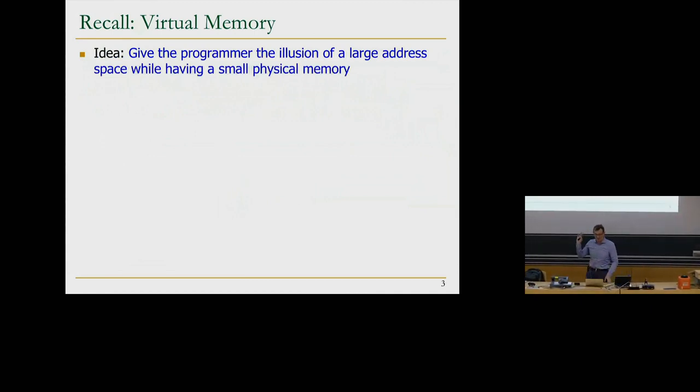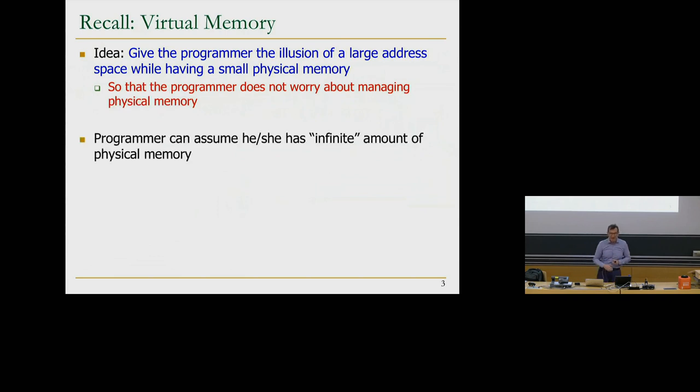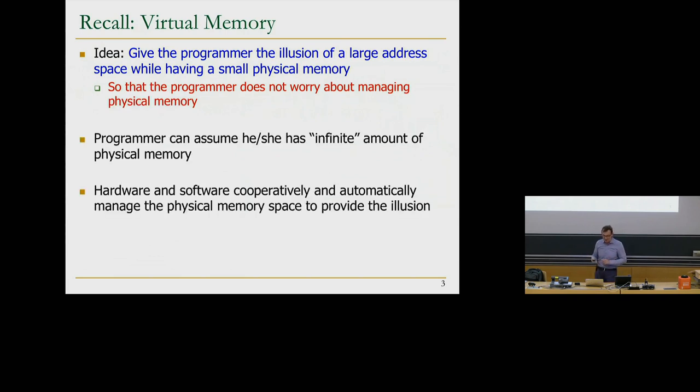I'm going to go through some of these slides to jog your memory. Basically, the key idea in virtual memory is to give the programmer the illusion that you have infinite capacity memory while you really have a small physical memory, so that the programmer doesn't need to worry about managing physical memory. The programmer can assume they have an infinite amount of physical memory, right? The illusion is provided by the hardware and the software together with a lot of effort, as we will see. And the illusion is maintained for each independent process. Each independent process has this illusion separately.